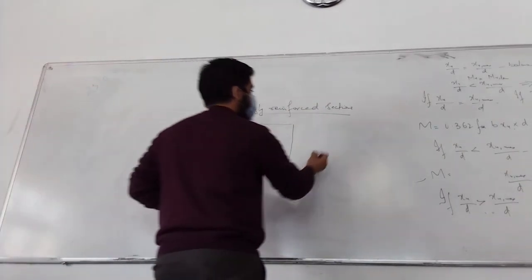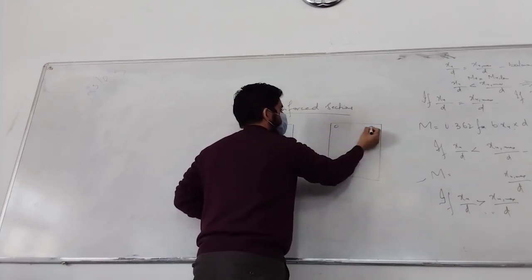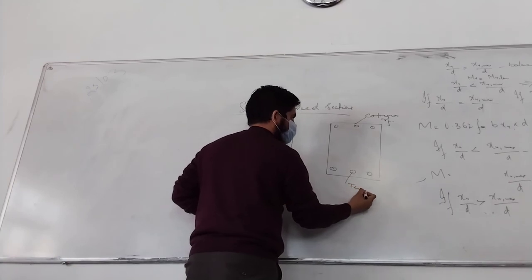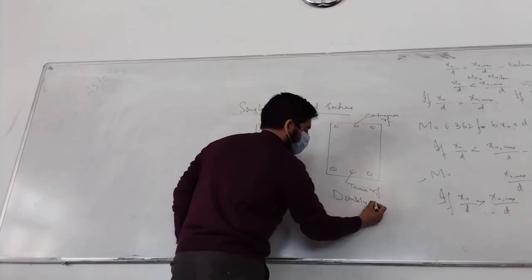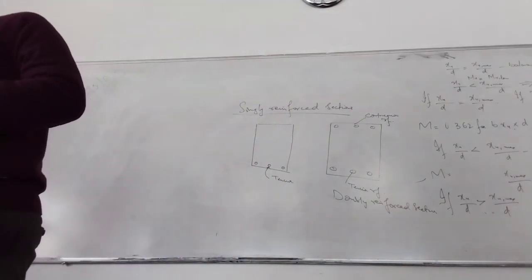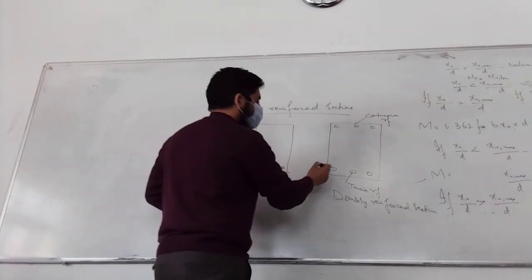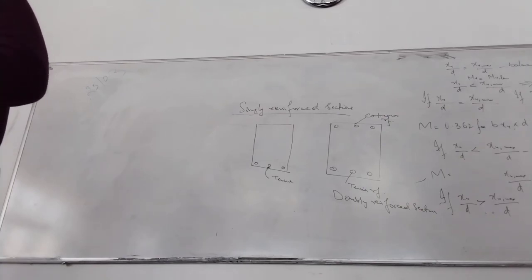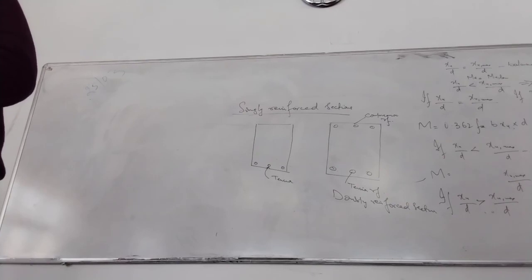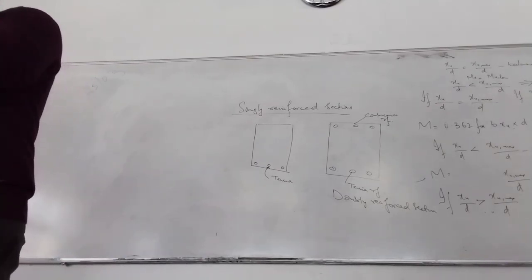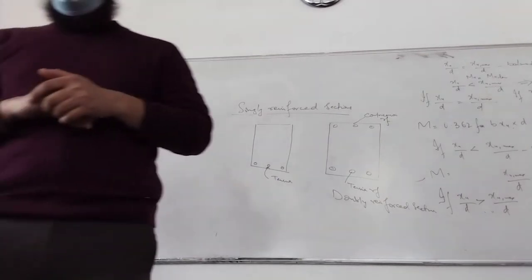Now those sections which have also compression reinforcement at the top and tension reinforcement at the bottom, they are known as doubly reinforced. Design the singly reinforced sections before we go into the doubly reinforced sections. Now, in singly reinforced sections, what are we doing? From next class, we will take an example of how to design a beam from the first step to the last step.